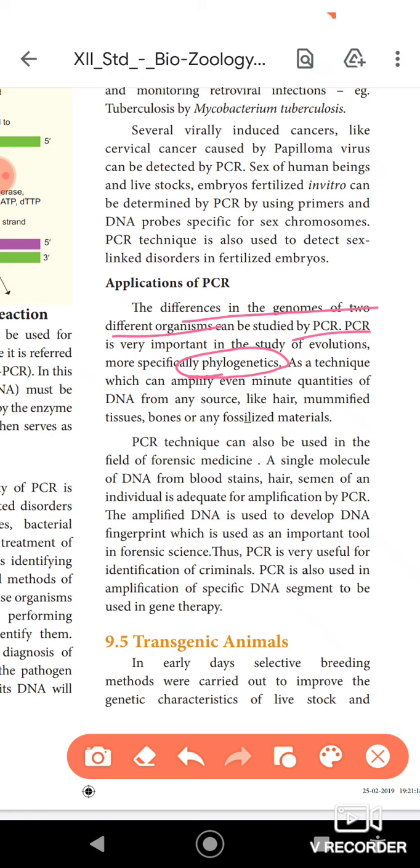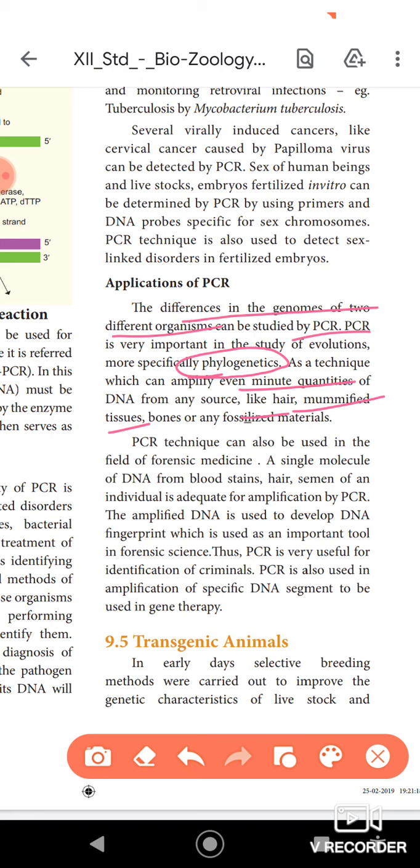And also it is used to find out how much amount of DNA is present in mummified tissue. Like in the pyramids, there are mummified tissues. How many years old it is, how much DNA is present in it, we can easily find out with the help of the PCR.